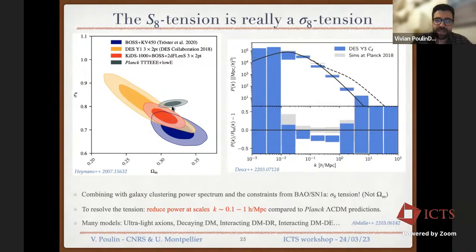So I've mentioned already the S8 tension is really a sigma-8 tension. Even if for the reason that weak lensing is sensitive to S8, we talk about S8 tension, we have very good measurement of omega m. And the tension is really in the sigma-8 direction. Here, this is illustrated by comparing the Planck prediction for sigma-8 versus omega m to that of the KiDS surveys, and both cross-correlated, this red contour, where you can see that essentially the omega m direction is not in disagreement. It's really the sigma-8 direction that is in disagreement.